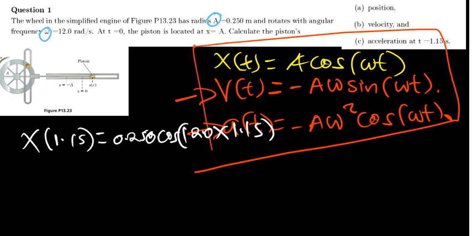Those having calculators, remember you need to change your calculator. It is supposed to be in rad, not in degrees. So I'm going to change my calculator to be in rad. So I'm going to say 0.25 cos, open brackets, 12.0 times 1.15, close the brackets. I'm getting 0.083. Confirm with me.